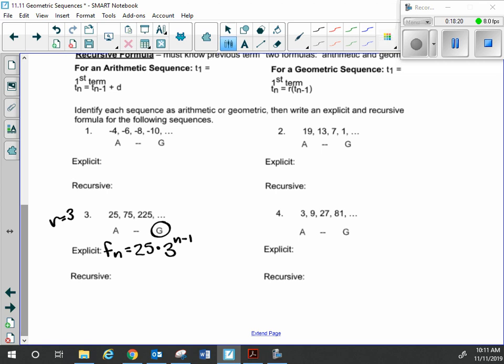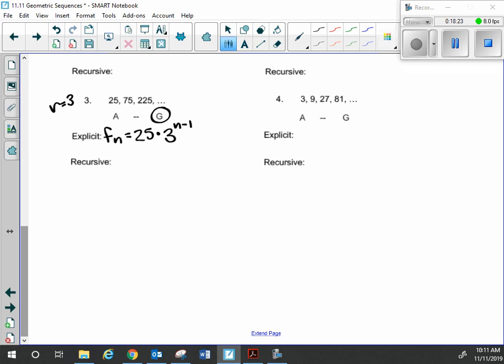Okay, so our recursive rule, guys, stop talking, listen. For our recursive rule, we need the first term, so f of 1 equals 25. Every term after that, f of n, is the previous term. How do I write that? Very good, Connie. f of n minus 1. And what am I doing to every term after? I'm not adding, I'm multiplying by 3. Okay, so we have now written both rules.